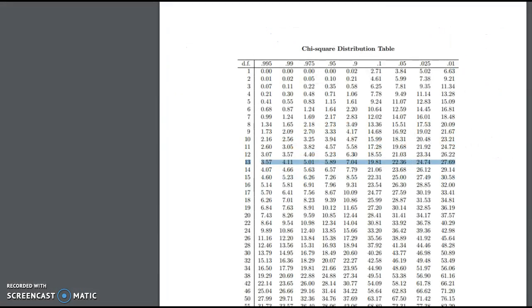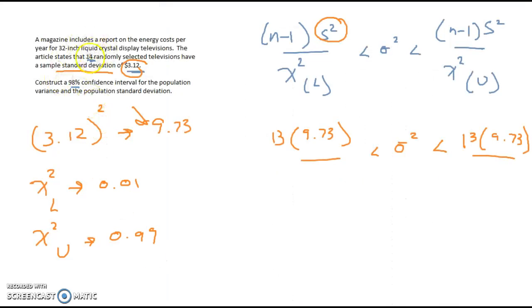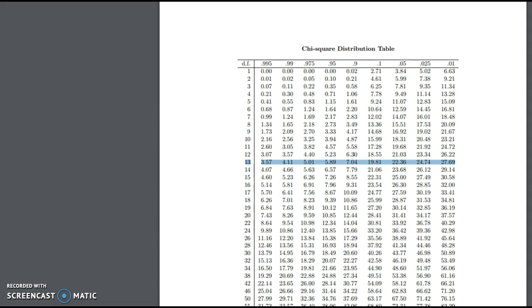Oh, actually, I forgot. What is our n? Our n is 14. So that means we need the degrees of freedom, n minus 1, which is 13. Oh, it's right here, it's highlighted. So then we need a 0.99, which is going to be 4.11. And then the other value is going to be 27.69.